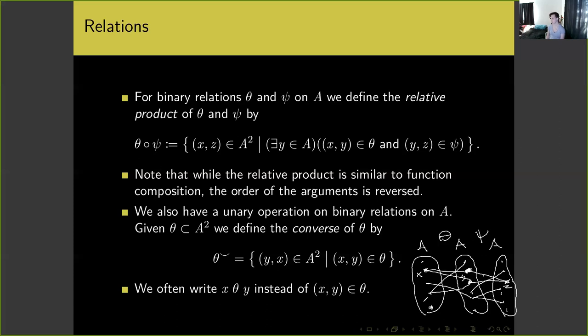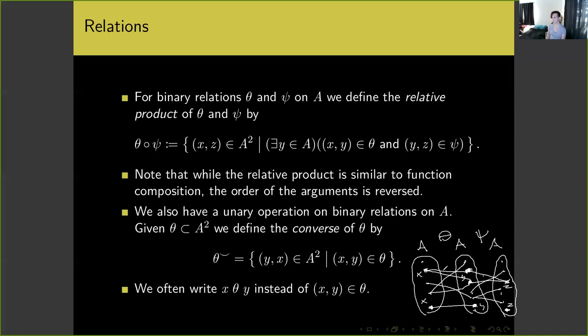Now, for example, if I had this different X over here and this Z over here, maybe this X is connected to this one, so there's this pair XY, but maybe this Y doesn't meet the Z. And moreover, maybe any Y that I choose, which actually can only be this one in this example because X isn't joined with anybody else, there's no way to get from X to some Y and then over to Z according to theta and then psi. And so this pair XZ would not belong to the relative product.